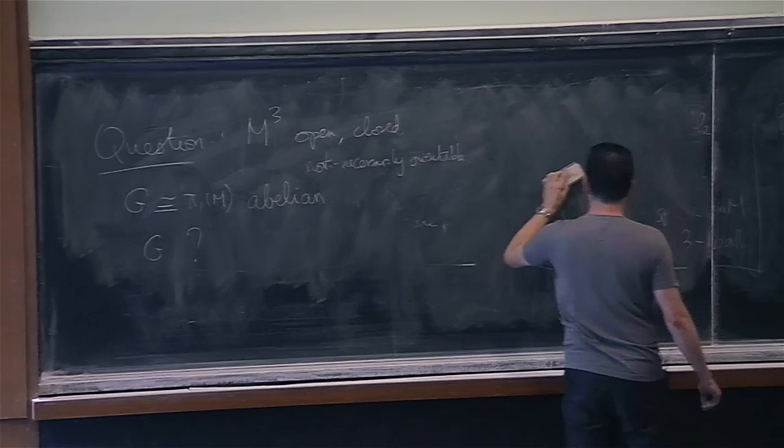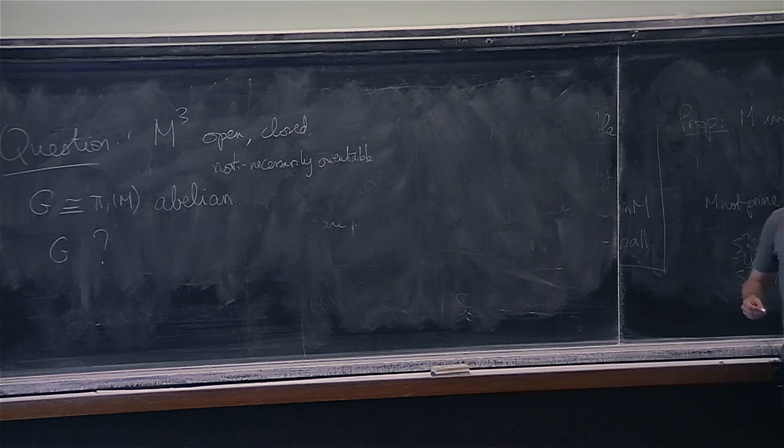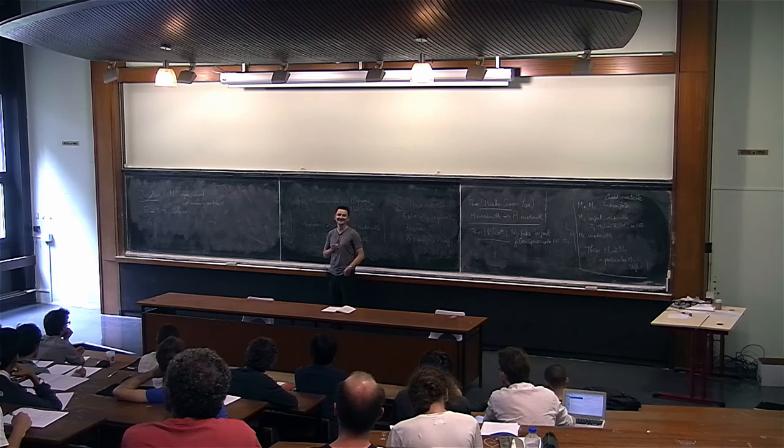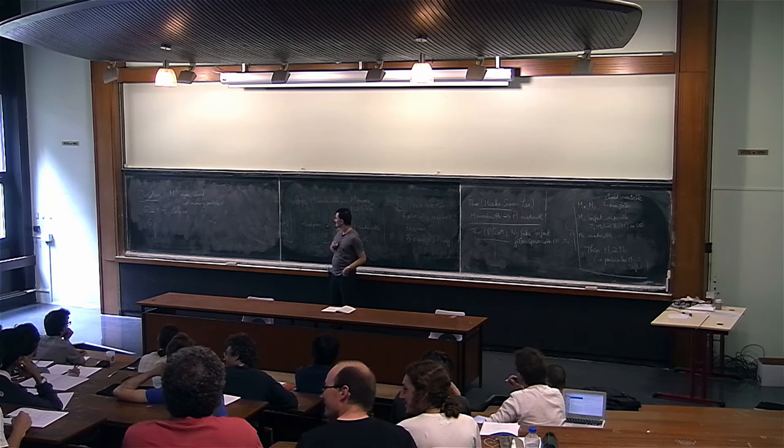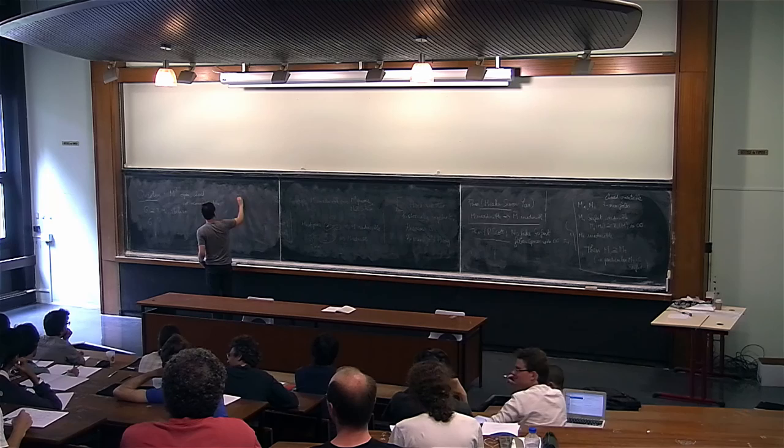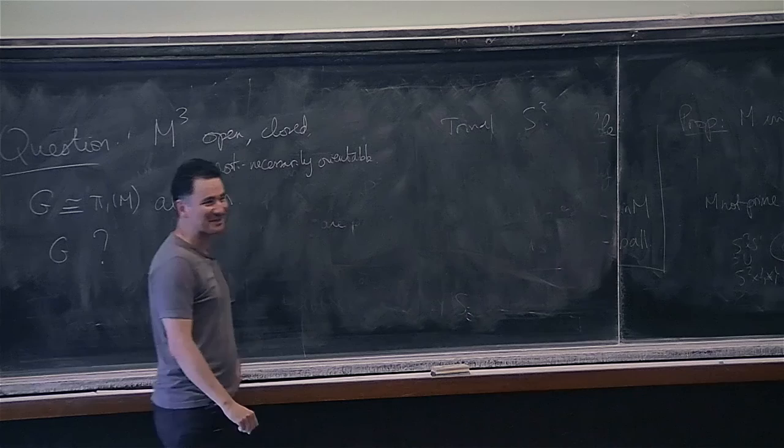Just, what are the examples of manifolds that you know that have an abelian group? Let's see if you can. So the classification is known. It has been known since the 70s. So let's see if you can find them all. Gerard says the identity. The identity, I don't think it's a group. But of course, there is something called the trivial group, which is the fundamental group of the sphere. So that's a good example.